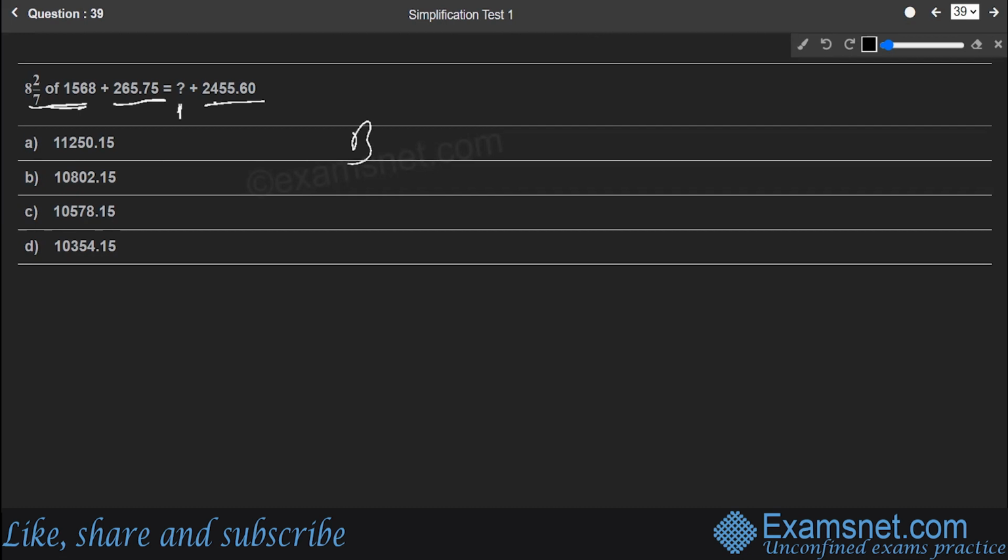This is again where the rule of BODMAS will come into the picture. B for bracket, of, divide, multiply, add, and subtract. This is how the priority goes. You have to solve in this priority only. Okay, so let us just begin.